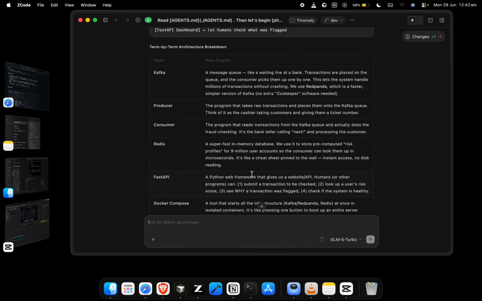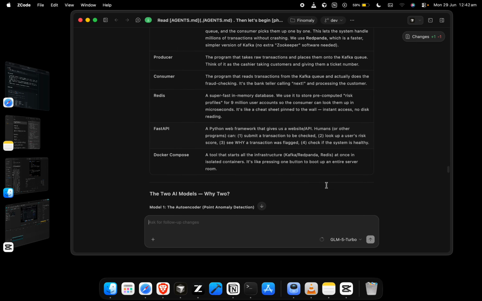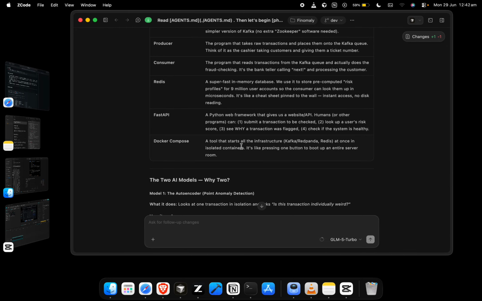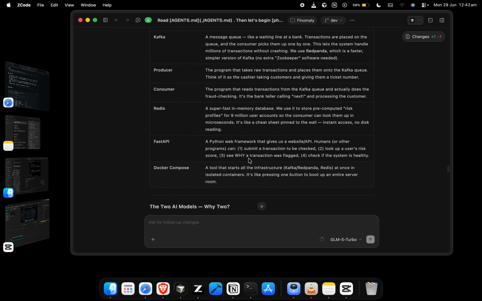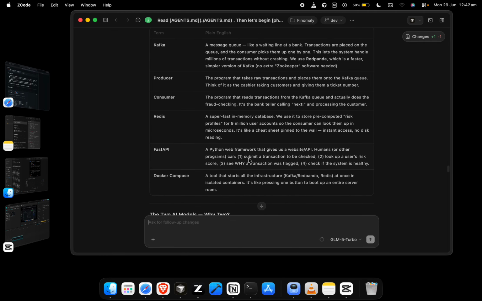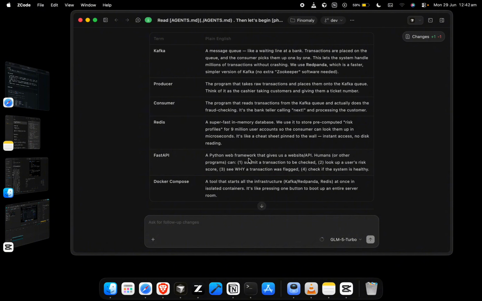FastAPI is the Python web framework that gives us a website or API. Humans or other programs can use it to submit a transaction to be checked, look up a user's risk score, see why a transaction was flagged, and check if the system is healthy. Docker Compose is the tool that starts all the infrastructure, Kafka/Redpanda and Redis, at once in isolated containers.